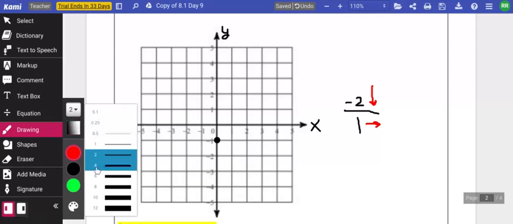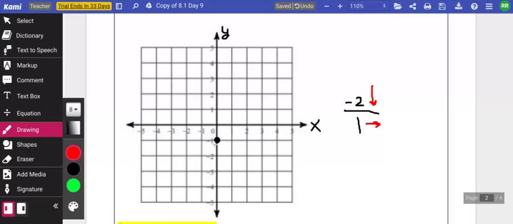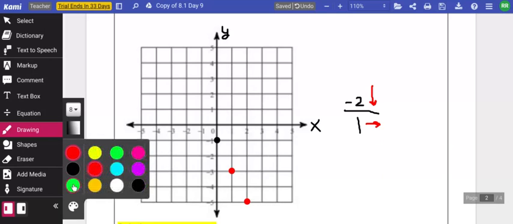Okay, let me change this thickness to an 8. And let's go from B down 2. So down 1, down 2, to the right 1. And make a dot. I could do that again. Down 2, right 1. Okay, now remember, going down and to the right is the same thing as going up and to the left, right?